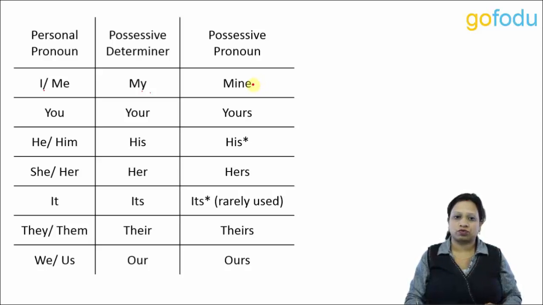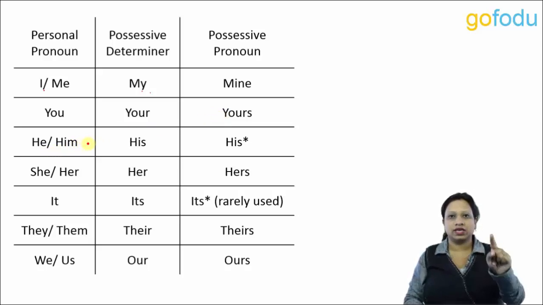It's a possessive pronoun. For second person, you becomes your, then yours. I like you. I like your dress. This dress is yours. He or him in third person becomes his, and in possession it becomes his.